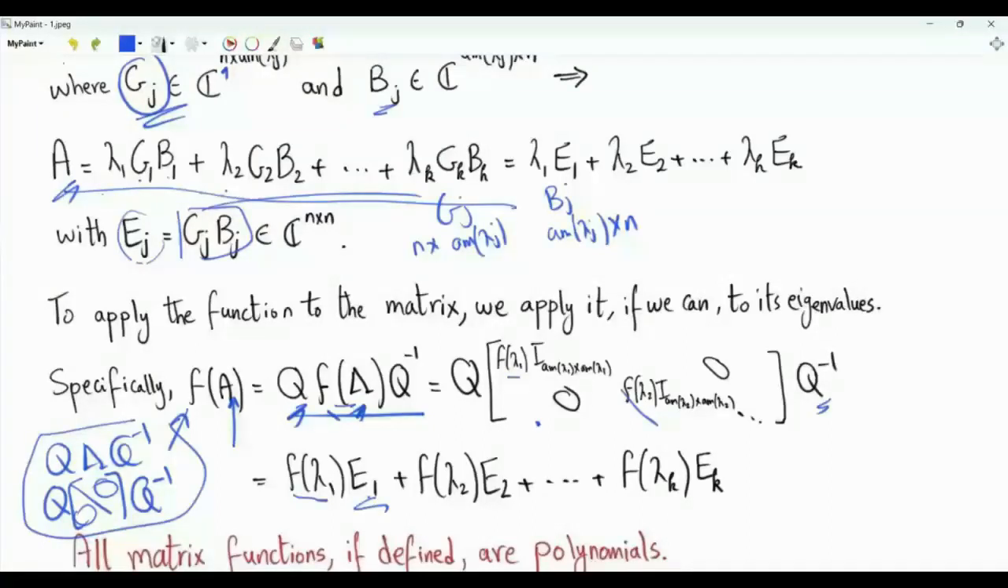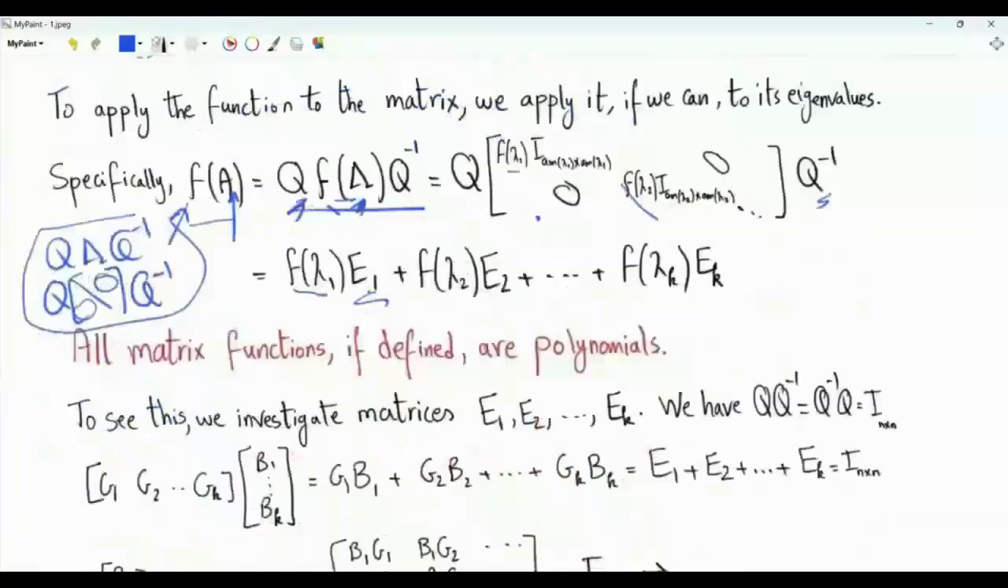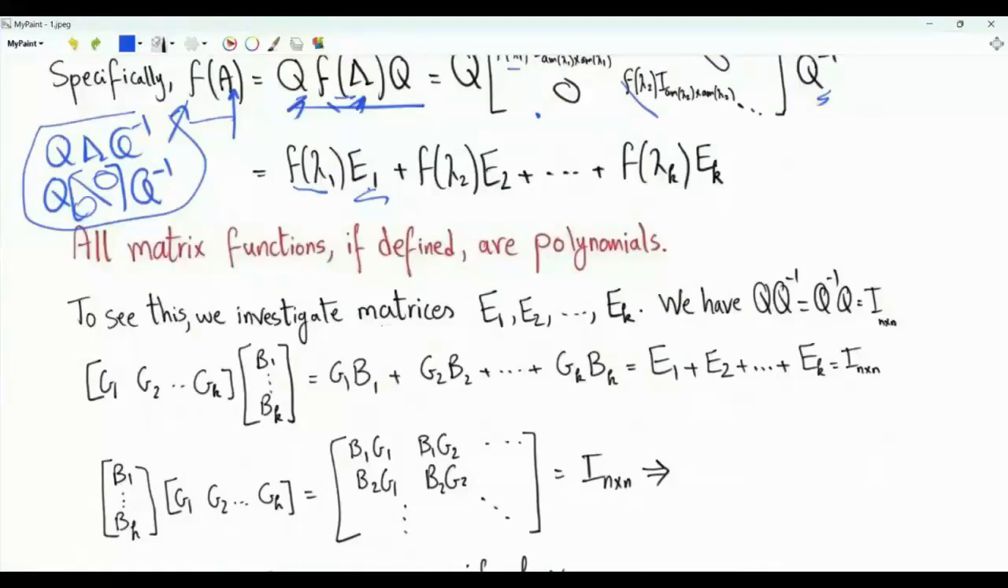All matrix functions, if defined, are polynomials, which means that if there is a function that we can apply to the matrix A, then this function can be represented as a polynomial in A. So it will be a bunch of scalar coefficients multiplied by the powers of A. This is something peculiar to matrix functions. Let's show this result by first investigating the E matrices.